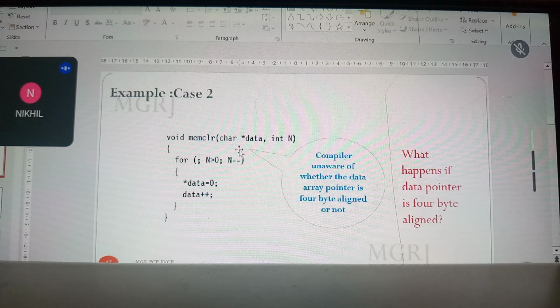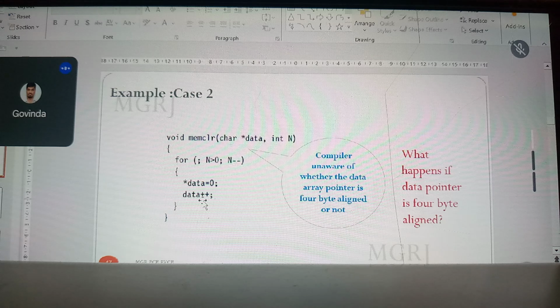We can reduce n by 4 each iteration, and instead of clearing one memory location at a time, we can clear 4 memory locations, so it is possible to reduce the number of iterations of the loop. You know that when the number of iterations of the loop is reduced, the loop overhead is reduced. That is the way we can optimize the code. Even for this particular scenario, the compiler does not have an answer.